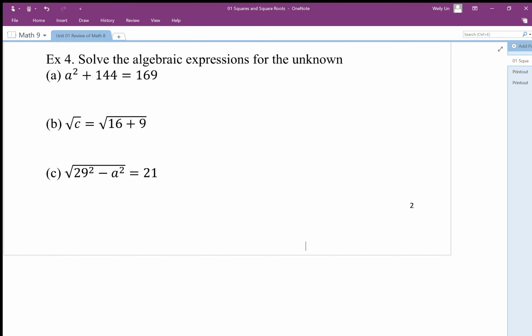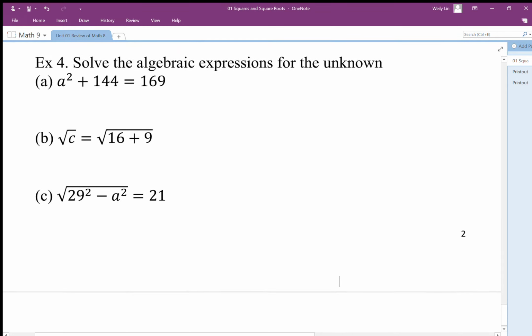So we can use squares and square roots to solve these algebraic expressions for the unknown. To solve, what we want to do is use opposites. So I'm going to subtract 144 from both sides here, and I end up with a squared equals 25.